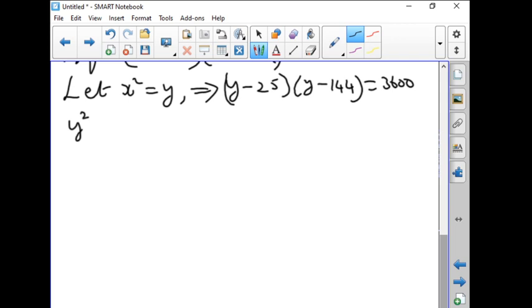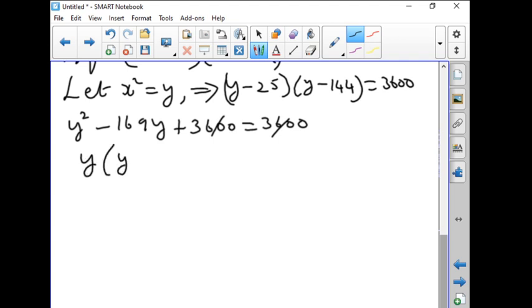Now multiply by ordinary multiplication. We get y square minus 25y and minus 144y gives you minus 169y. Then minus 25 into minus 144 gives you 3600, is equal to 3600. So both of these will go. Here y is common. We can write it as y into y minus 169 is equal to 0. So from this we get y is equal to 0 and y is equal to 169.